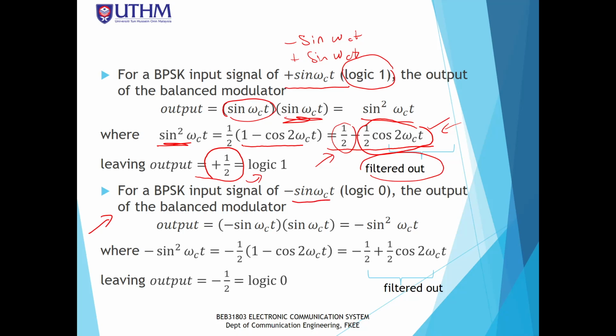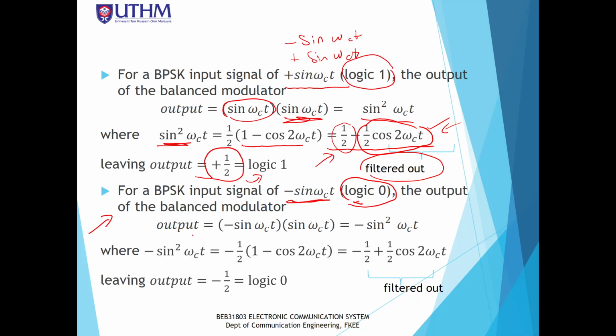Then let's look at what happens if we have input minus sine omega ct. Now, different thing. Let's say we have input at the receiver minus sine omega ct. Remember from what we learned at the transmitter, if it is a negative sine, we actually transmit logic 0. So we are expecting the output to be logic 0. If it is not logic 0, there is going to be an error. So how does the receiver decode this information?